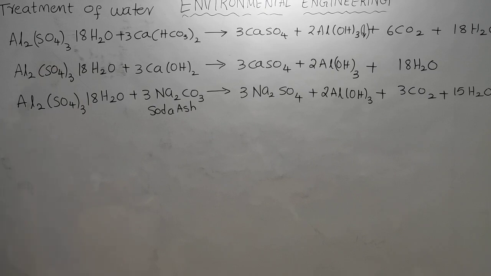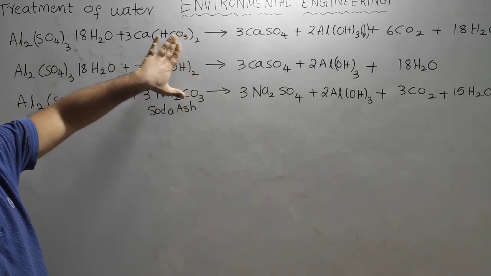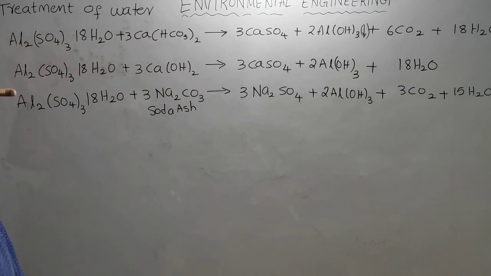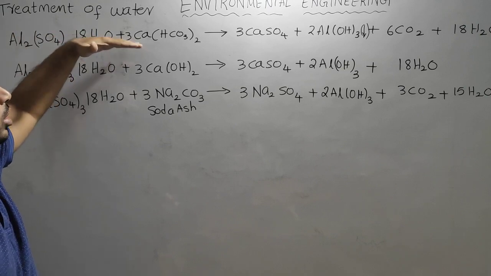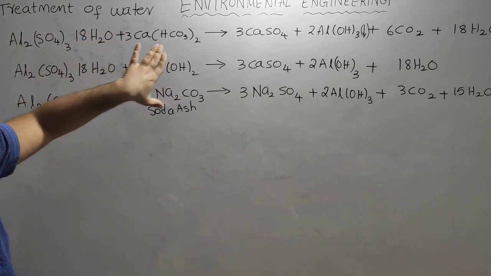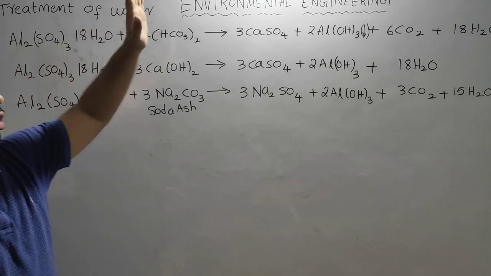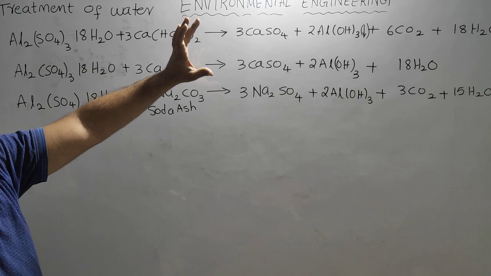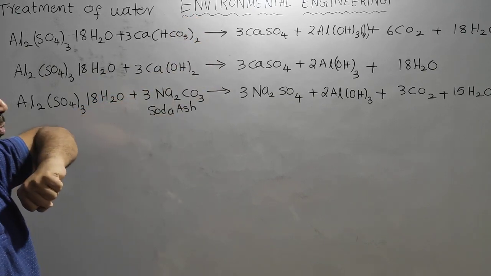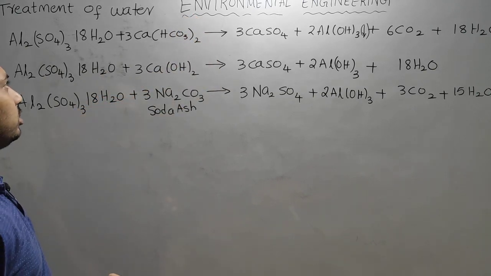Now if you look at these reactions, so far we have studied the reactants. What we have discussed is what this concentration is, what that concentration is. So we have discussed the reactants. We haven't seen the products. Now let us see the products and derive some conclusions from the products.